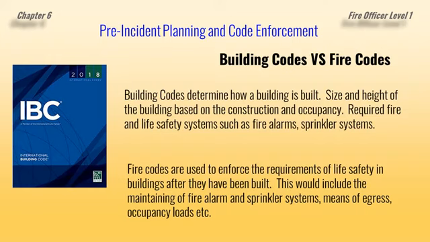So a new building is built based on the building code, and then a year later, hopefully someone is going in to do an inspection, and they're going to make sure that the fire alarm system that was required when the building was built is being maintained and tested. They're going to make sure that the sprinkler system that was required when the building was built is being maintained and tested. Making sure that all the exits and everything are operable, things like that. So that's one of the differences between building codes and fire codes.